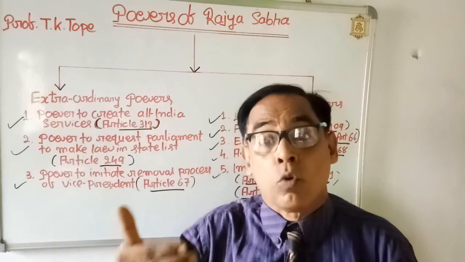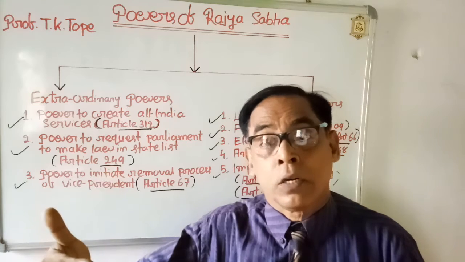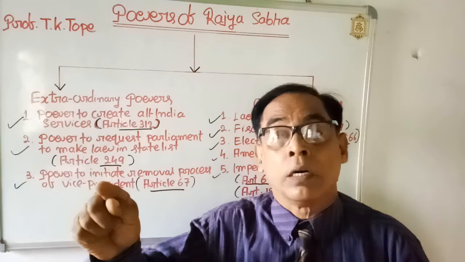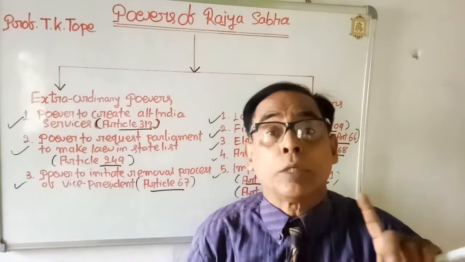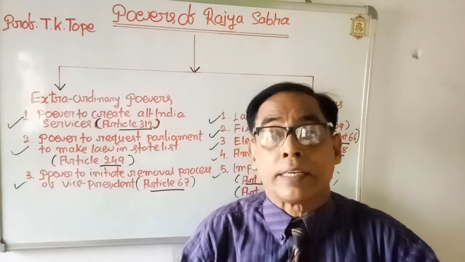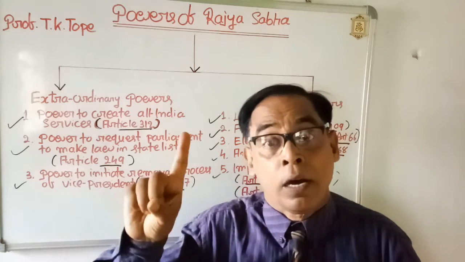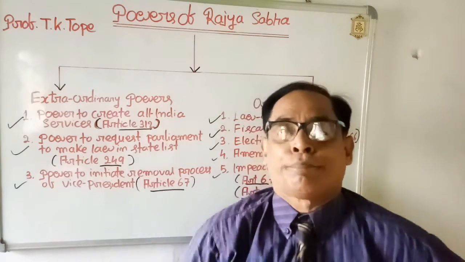So Parliament will make law in the state list only if it is requested by the Rajya Sabha. Nobody else has the power to request Parliament to make law in the state list. It can make law in the state list only if it is requested by the Rajya Sabha.